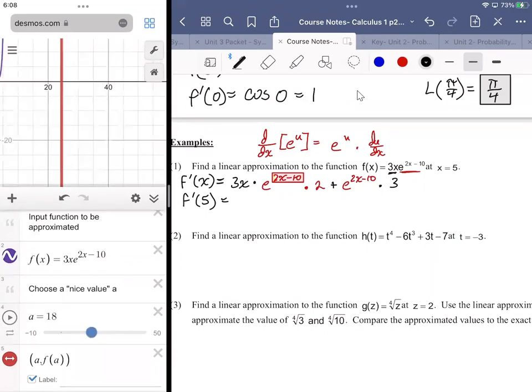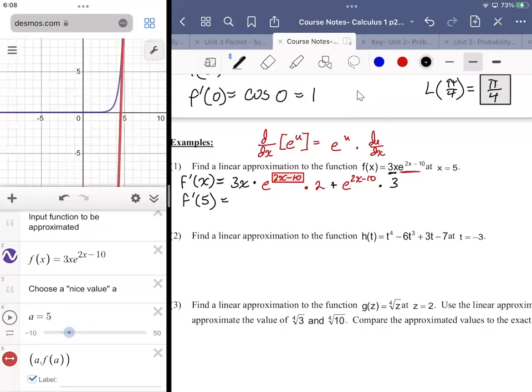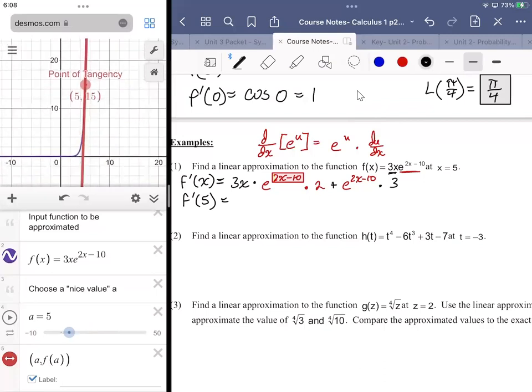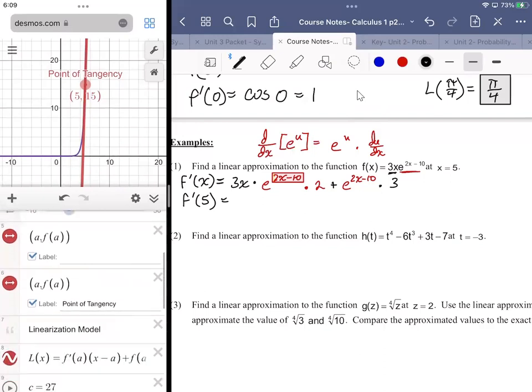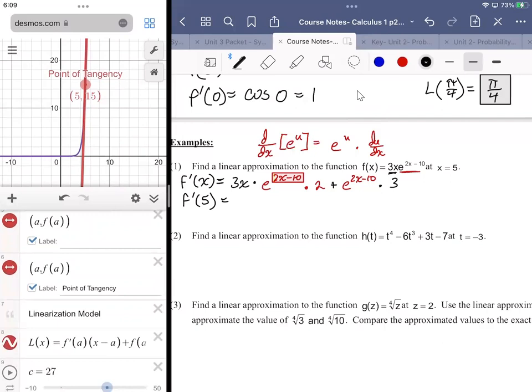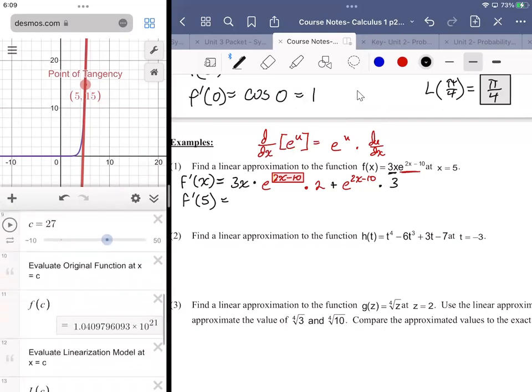A nice value here would be 5. That's what they told us. We can get it to land on the 5, and then I can go with my ordinary zoom here. That's what the graph would look like if you're interested in that. But for f prime of 5, I just scroll down. It'll give you the linearization model, which is wonderful. But f prime of 5.